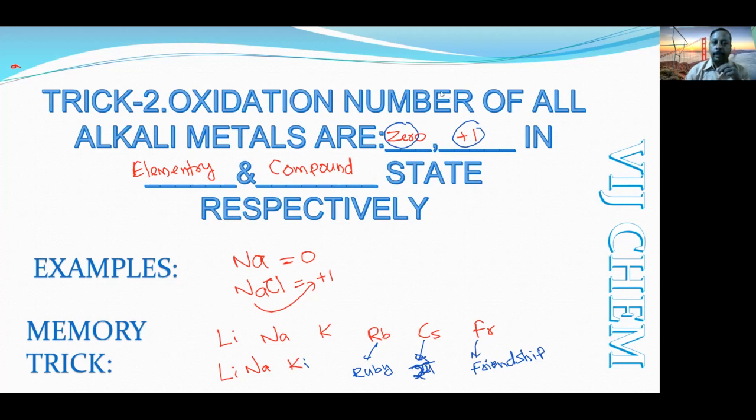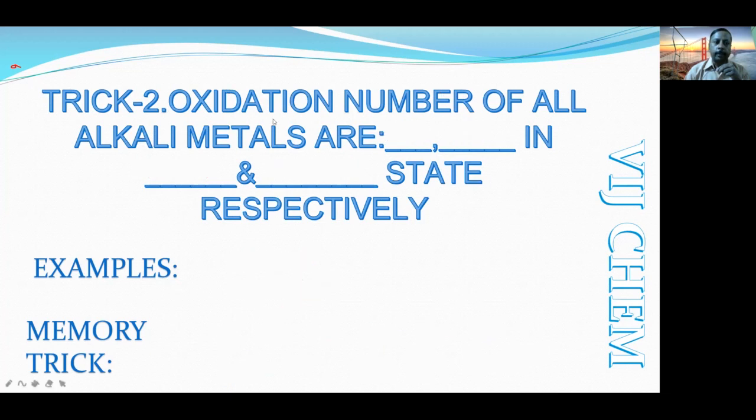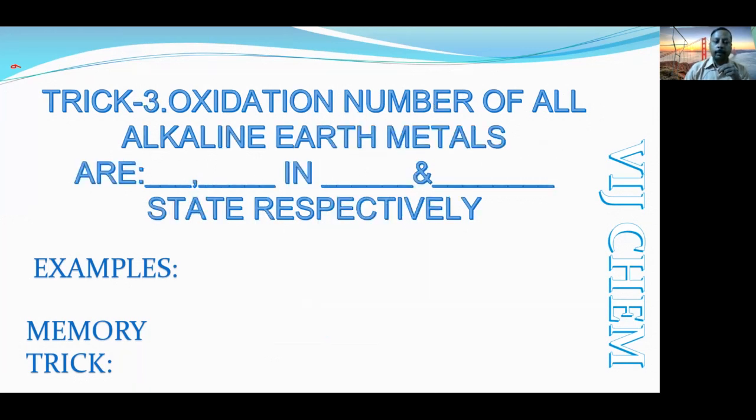Okay, then we are going to the next slide. The third trick is the oxidation number of all alkaline earth metals. Here also the first answer will be 0 and +2. 0 is in the elementary state, and +2 in the compound state.